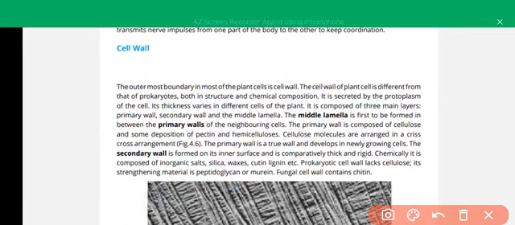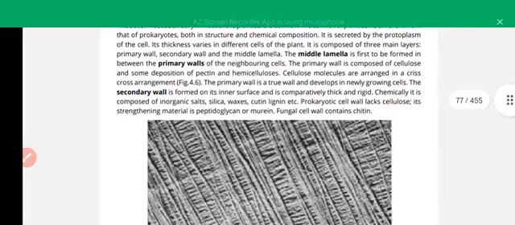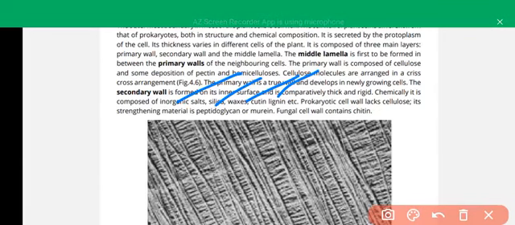primary wall. Then the secondary wall, it is more stiff and provides more protection to the cell wall on the inner surface, and is comparatively thick and rigid. It is composed of inorganic salt, silica, waxes, cutin, lignin, and in prokaryotic cells like cellulase. Its strengthening material is peptidoglycans and murines.